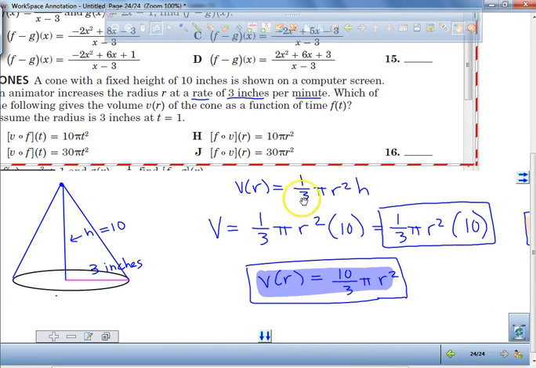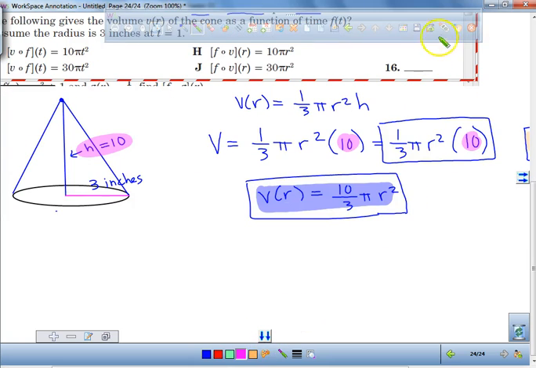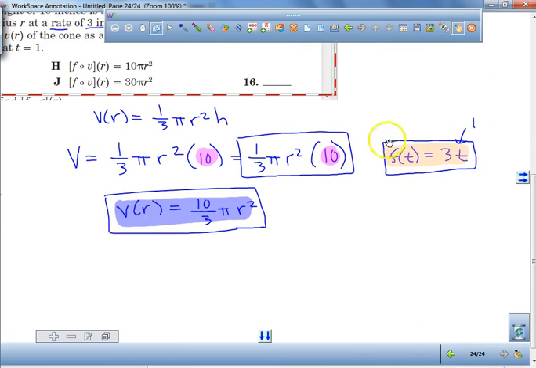This right here, everybody, this is the formula for the volume of a cone: 1/3 pi r squared h. You'll notice that right here, my h value is 10, so I plugged it in. When you plug it in, you get this formula right here. The other formula is a function of time. So I put 3t. Why did I put 3t? Because every single minute, what happens to the radius? It increases by what? 3.